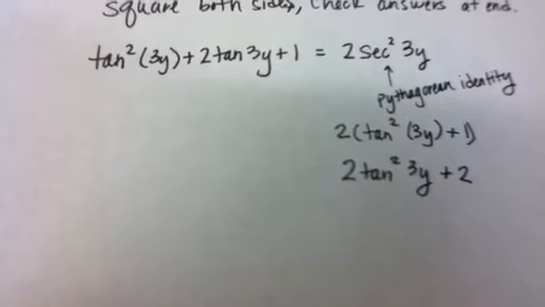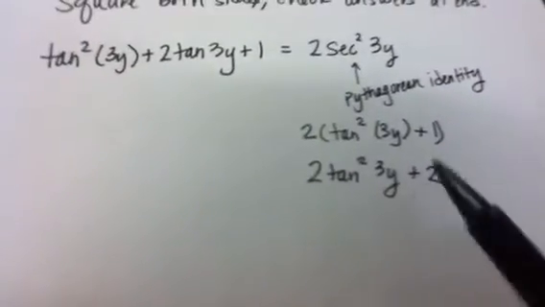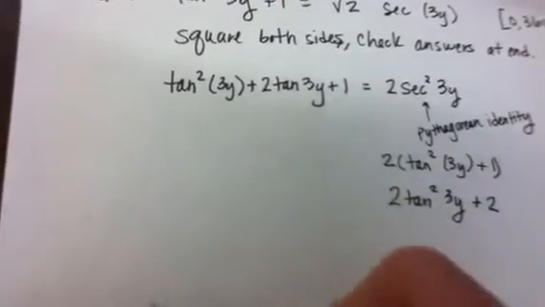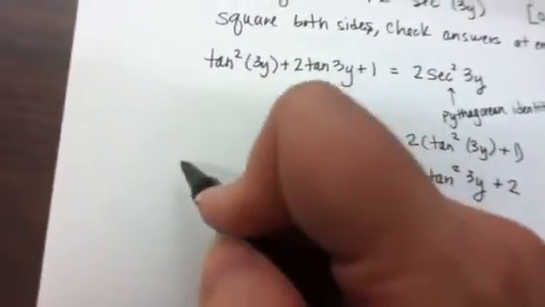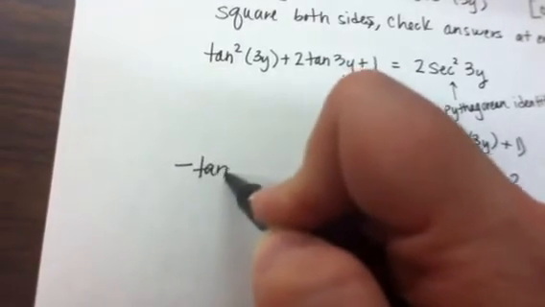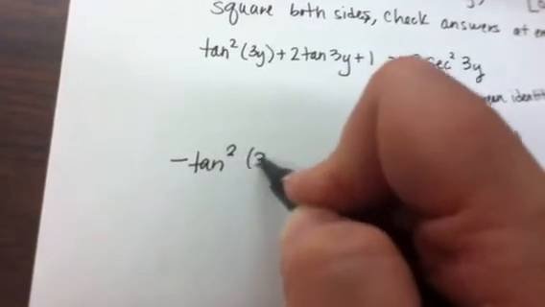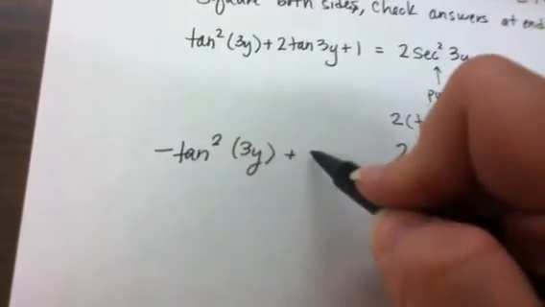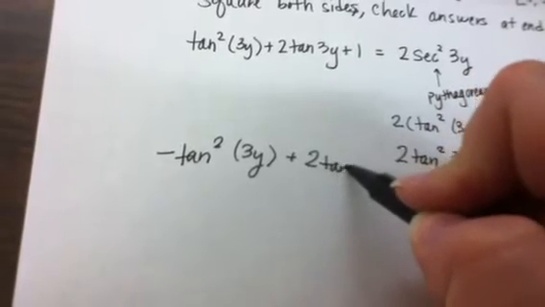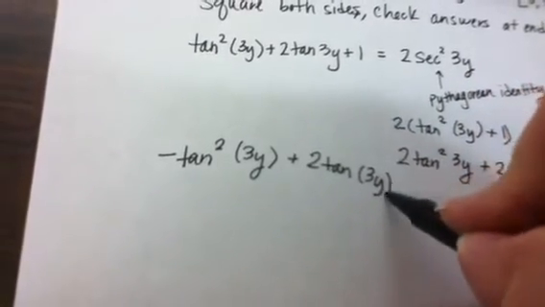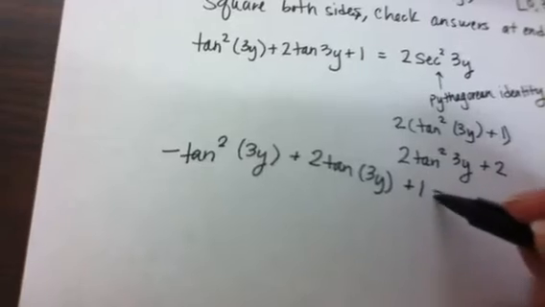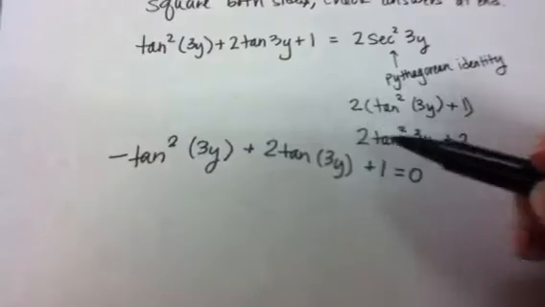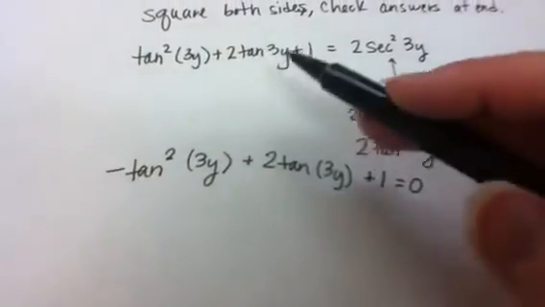Now we just want our quadratic to be equal to 0. So we're going to take everything on this side and combine it over here with everything on this side. So the result of that is a negative tangent squared 3y plus 2 tangent 3y plus 1 equals 0. That came from moving this stuff, subtracting it over from this stuff over here.